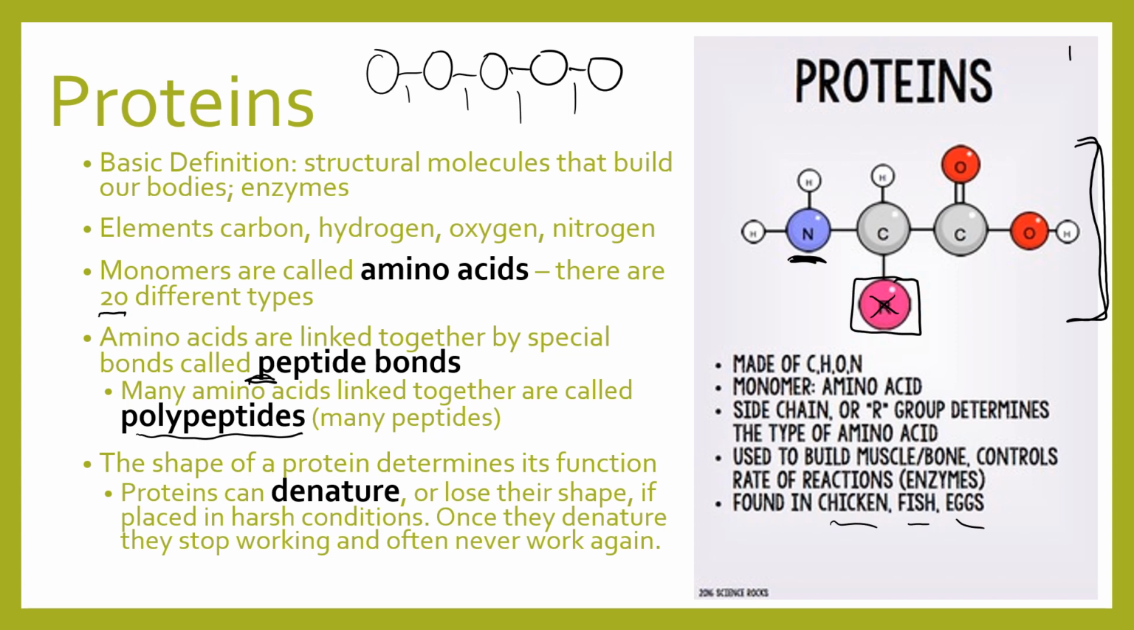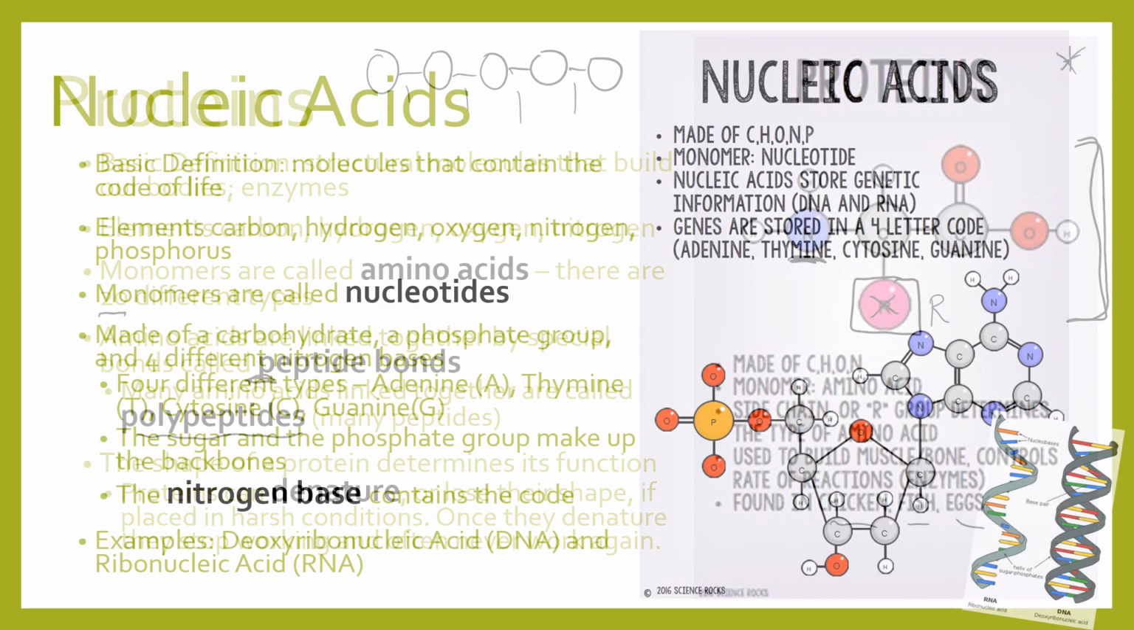So remember, know this part for the test. Know all of this, that it's made of carbon, hydrogen, and oxygen. Its monomer is an amino acid, and it has this R group here that determines which one of the 20 amino acids it's going to use, and that it's used to build the structure of our bodies like muscle and bone, and then we have special enzymes that control our reaction rates.